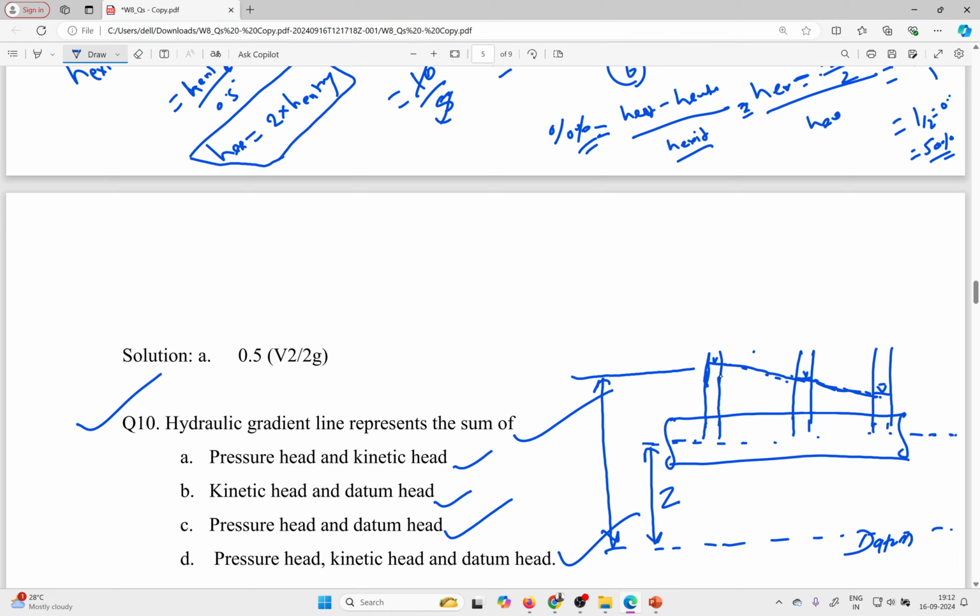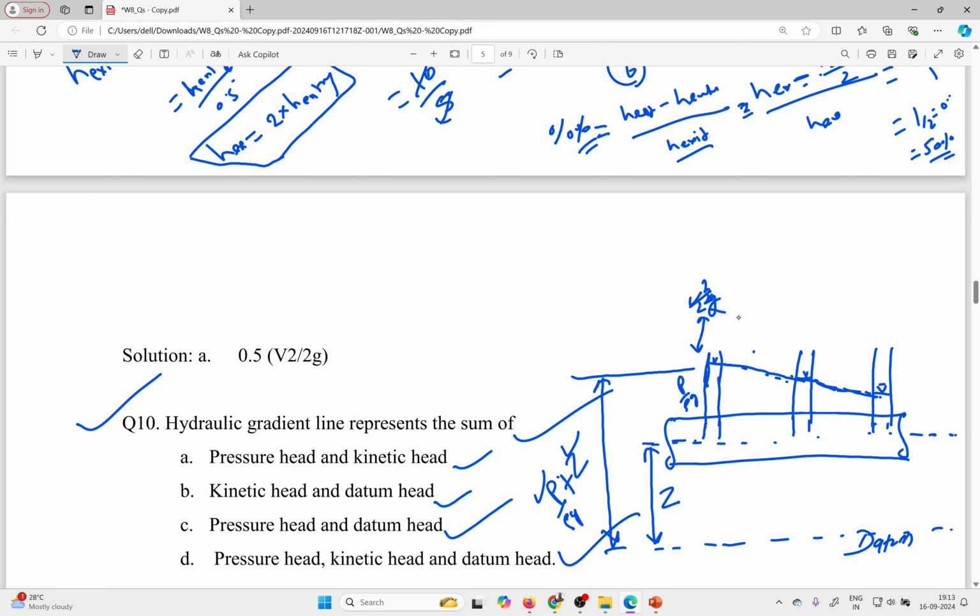So this is your P by rho g plus Z, that is your pressure head and datum head. When you add the velocity, another head will become here. What? V square by 2g. Similarly here also V square by 2g, so everywhere.